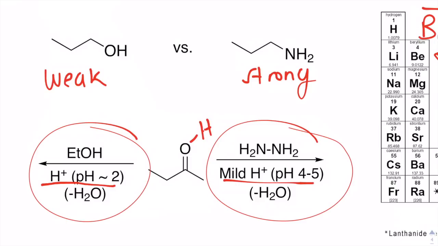When we're comparing it to the strong nitrogen-based nucleophile, we don't have to catalyze this reaction with a strong acid, because it's already a strong nucleophile adding into a weak electrophile, all right? So that's why we see a pH of 4 to 5 versus a pH of around 2.